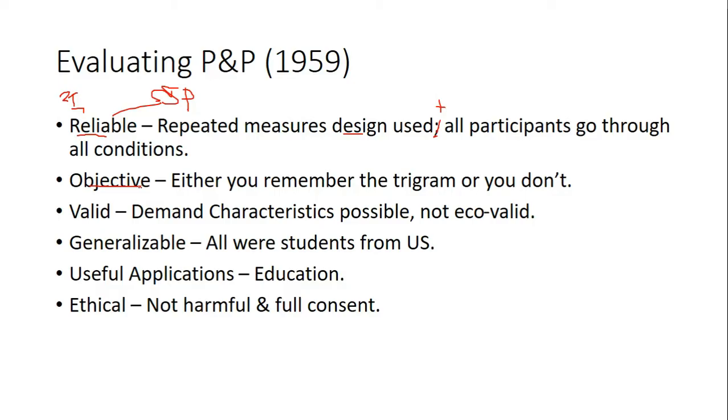Generalizable, so that's how much does it apply to your target population. Presumably Peterson and Peterson's target population was the whole human race. So is it generalizable to the whole human race? Well, they were all students from the United States, so there's a limited age range, limited geography, so low generalizability. Useful applications, education, so that's where you could apply it usefully. Ethical, they got full consent and there's no real risk of harm at all.